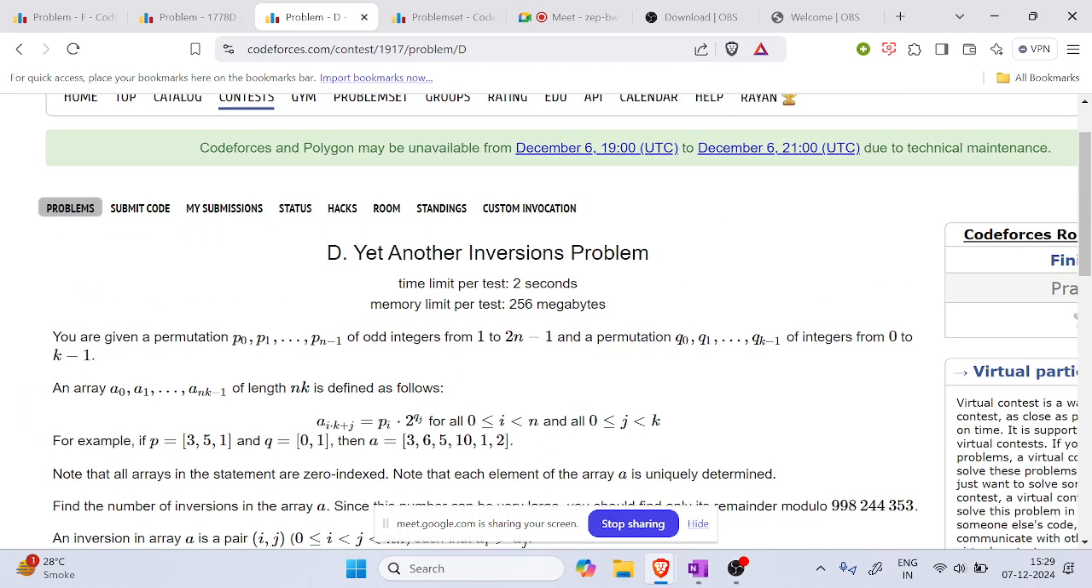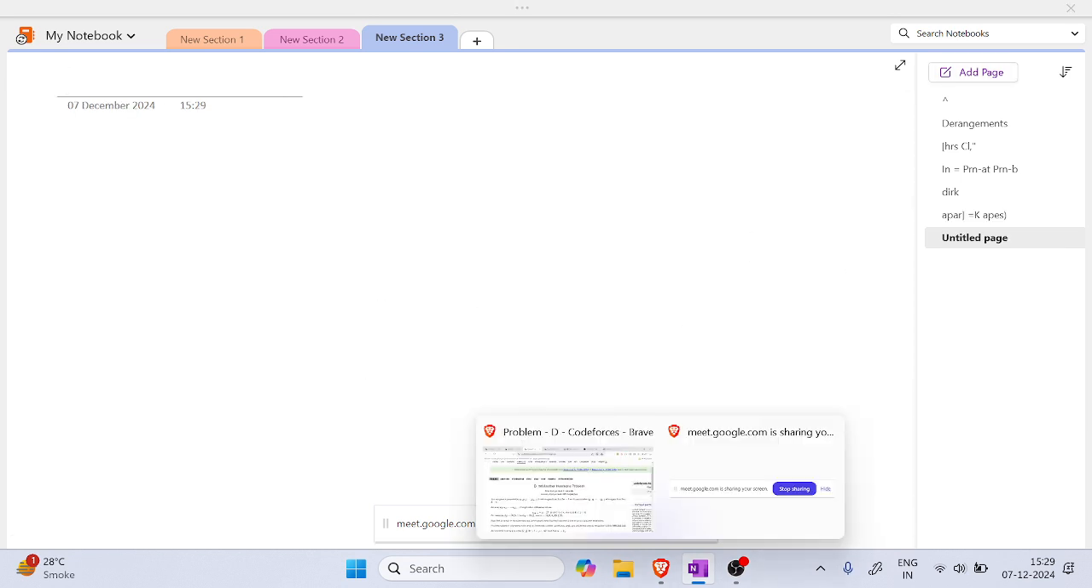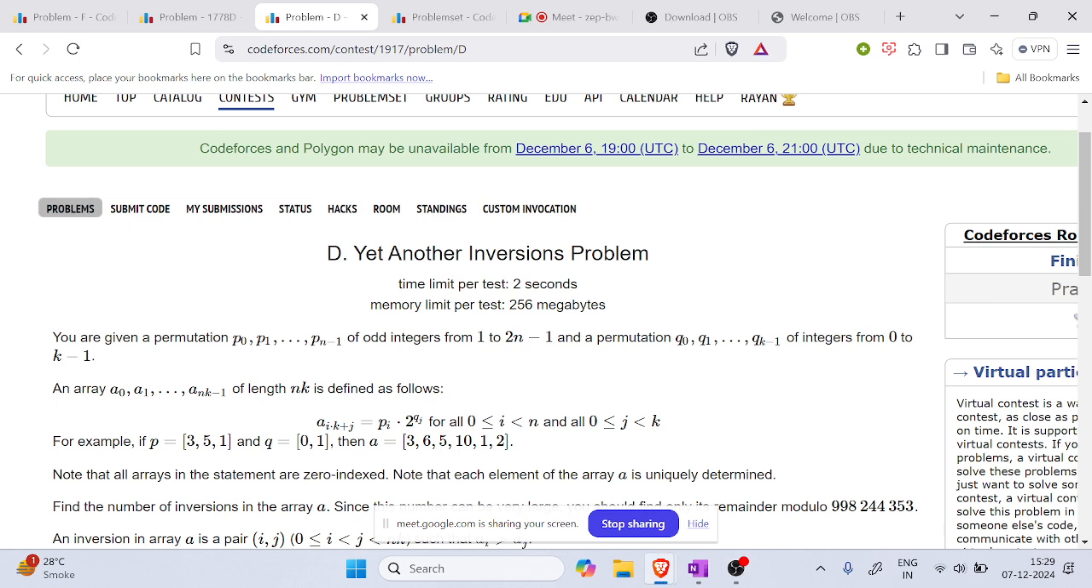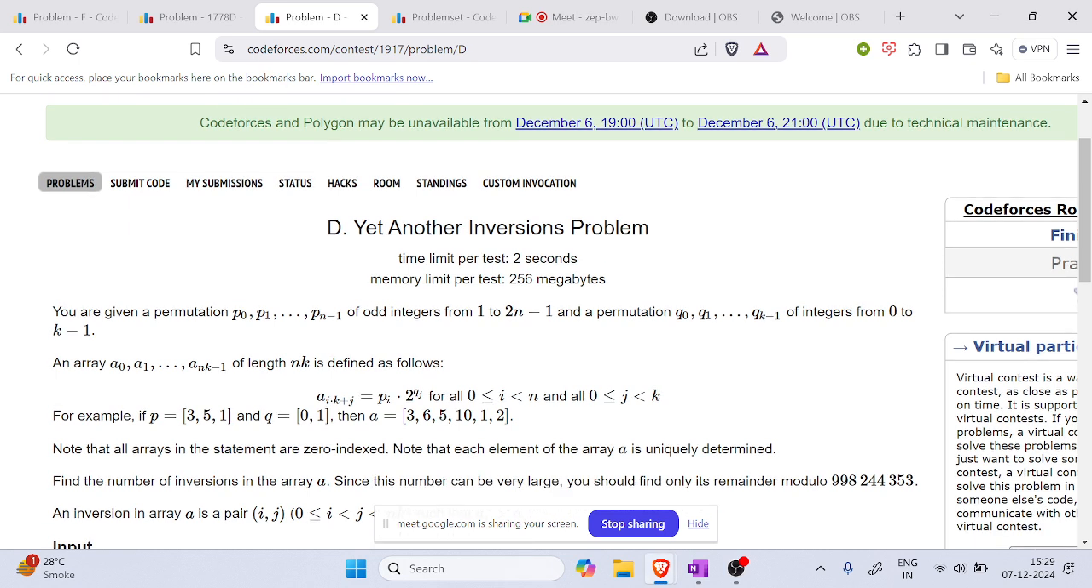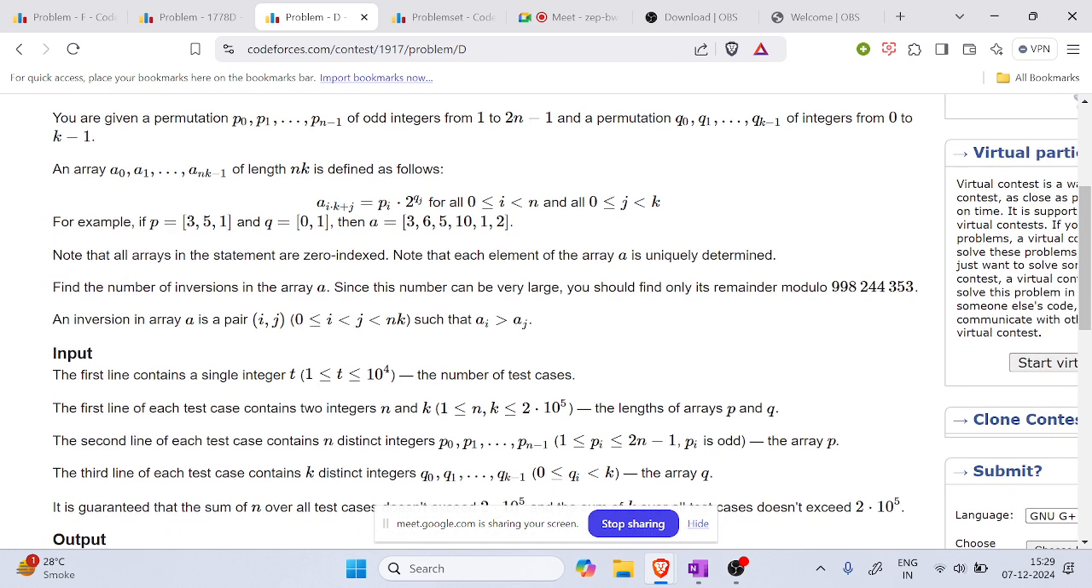So obviously you might think about a Fenwick tree or something, but there are two problems with this. One is that p_i times 2 to the q_j is from 1 to 10 to the 5. Yeah, 0 to 10 to the 5. So that's already a problem, and the array is of size nk, which is like 4 into 10 to the 10. So obviously that does not work.